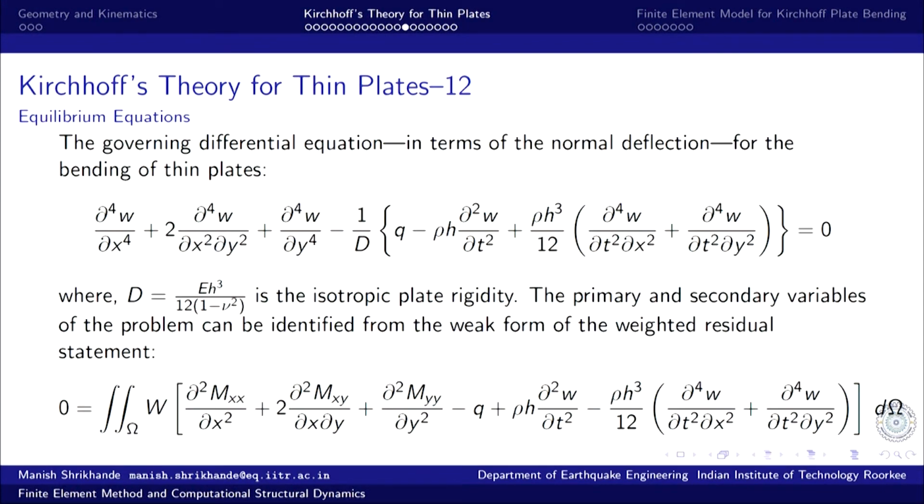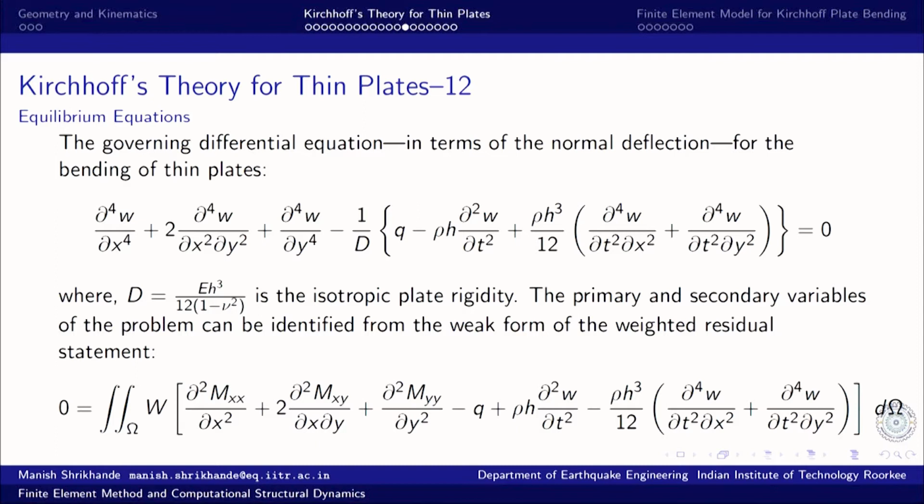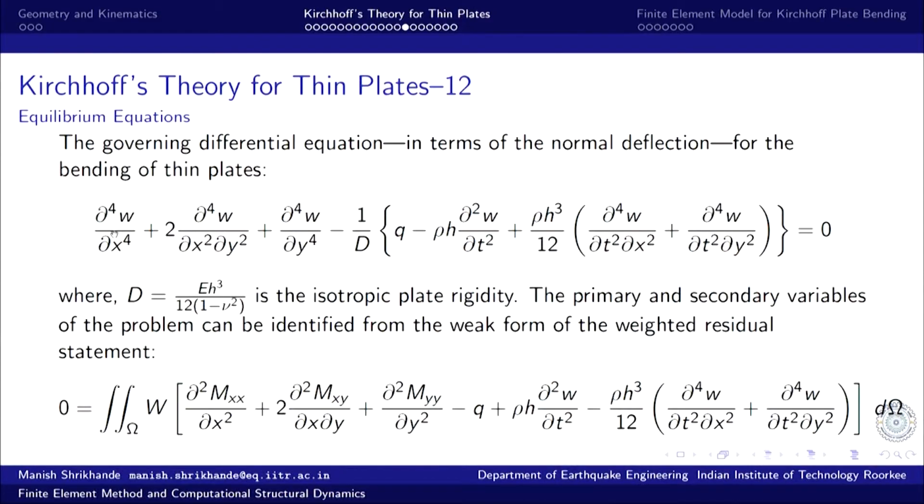come to the governing differential equation in terms of normal deflection of the plate. If we substitute for moments in the moment equilibrium equation, the moments are proportional to the curvature, that is, the second order derivative of normal or transverse displacement. So in terms of displacement it becomes a fourth order differential equation. This is the governing differential equation, and D, as I said, is the isotropic plate rigidity.